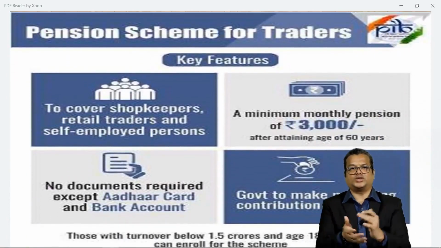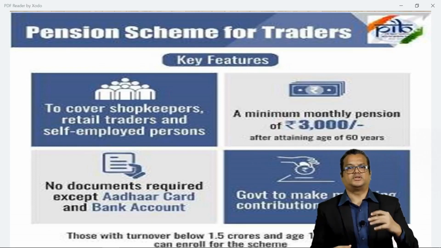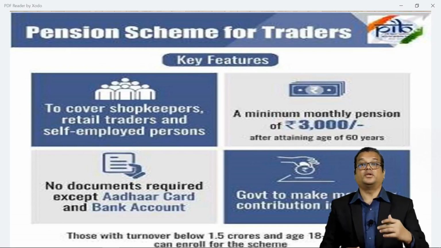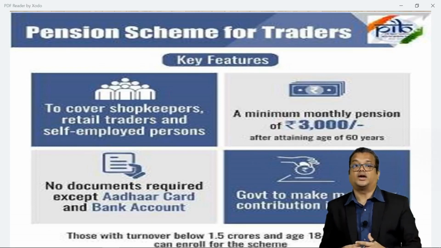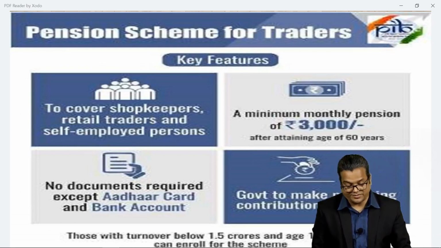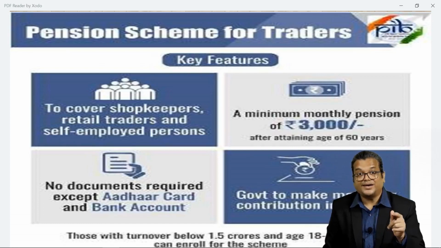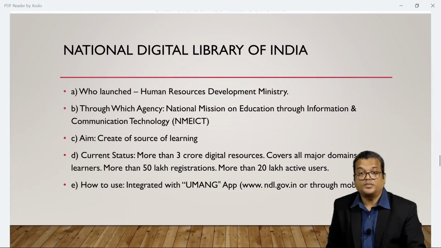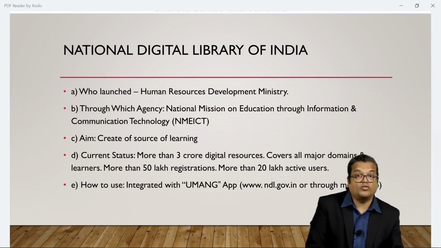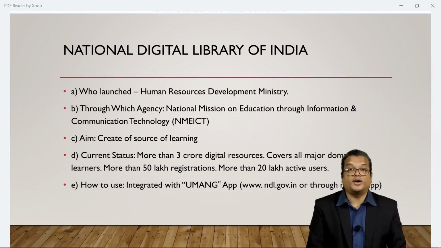Okay, so let's come to the declaration from the government. Same points you can see over here. It covers shopkeepers, retail traders, self-employed people, minimum pension, so and so. What you need to have: Aadhaar card and bank account. That's it, right? Let's come to the next update. One more update, one more scheme, one more announcement made by Government of India.